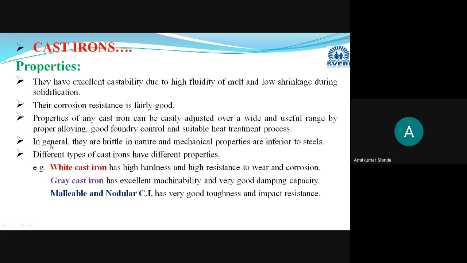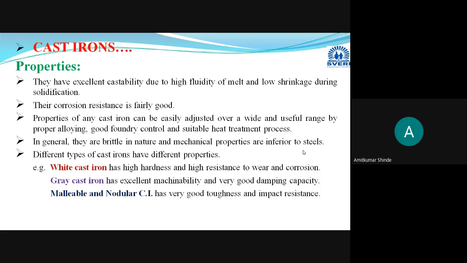Then the next property: in general, these materials are brittle in nature as compared to steels. Okay, these are brittle in nature, and their mechanical properties will be inferior to the steels. Inferior to the steels means whichever strength or tensile strength is there, that will be lesser as compared to the steel material. And these are the different properties of the cast iron.